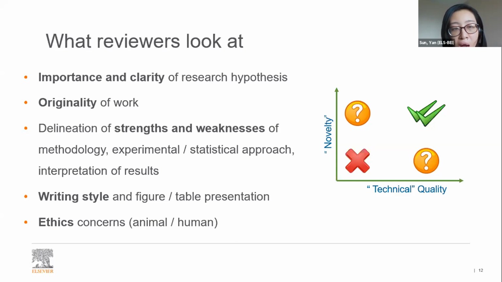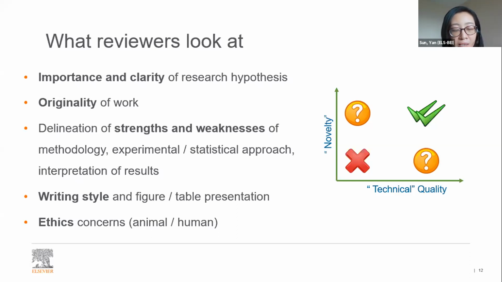The reviewers are also asked to check the strengths and weaknesses throughout your article: the methodology, your experiment, and statistical approach, whether these are robust and scientifically valuable, and whether your interpretation of the results is good or has weaknesses for improvement. Reviewers also look at the writing style, how the figures and tables are presented, whether at a professional level, and whether they are aligned with the standard requirements of your research area.